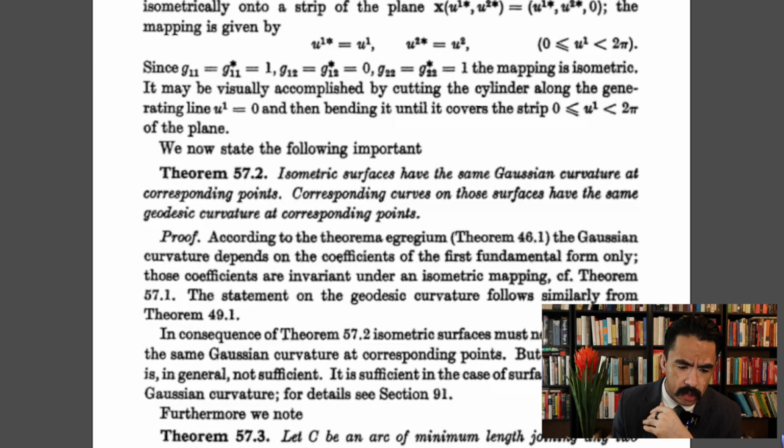Isometric surfaces have the same Gaussian curvature at corresponding points. Corresponding curves on those surfaces have the same geodesic curvature at corresponding points. The proof is as follows. According to the theorem egregium, which was given in section 46, the Gaussian curvature depends on the coefficients of the first fundamental form only. Those coefficients are invariant under an isometric mapping, for which we referred to the previous theorem 57.1. The statement on the geodesic curvature follows similarly from the previous theorem 49.1. As a reminder, theorem 49.1 was that the geodesic curvature kappa sub g of a curve capital C on a surface capital S depends on the first fundamental form of capital S only, and also of course on capital C, which is kind of implied by how this proof was stated just now.